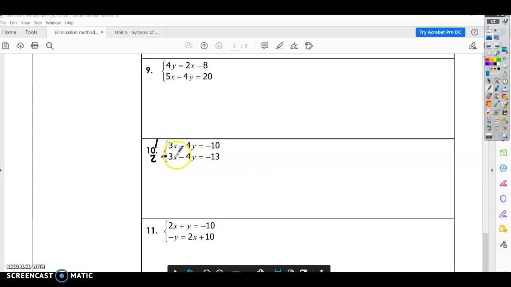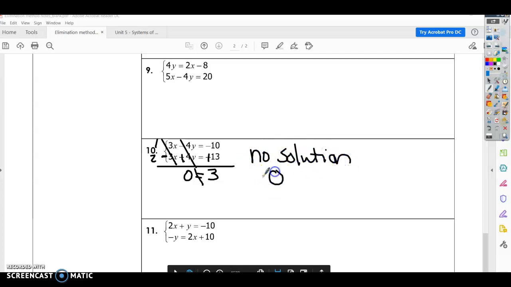So if I subtract, I've got to subtract all the way across, which means I change each sign. Now when I do that, 3x minus 3x, that cancels. And I have -4y plus 4y, that also cancels. So on the left side of the equal sign, I have nothing there, so that's 0. And then on the other side, I have -10 plus 13, so that equals 3. All right, we know that 0 does not equal 3. 0 can never equal 3, so that means there's no solution.